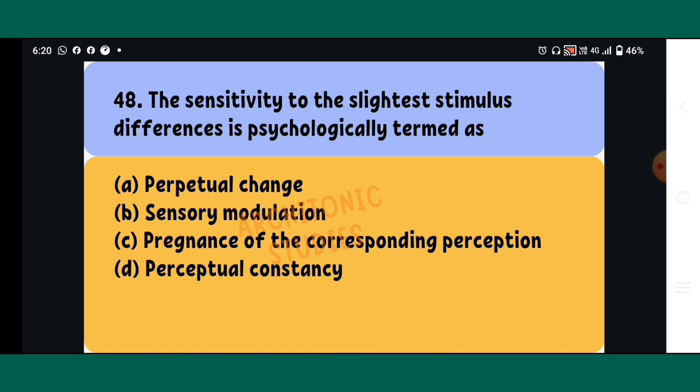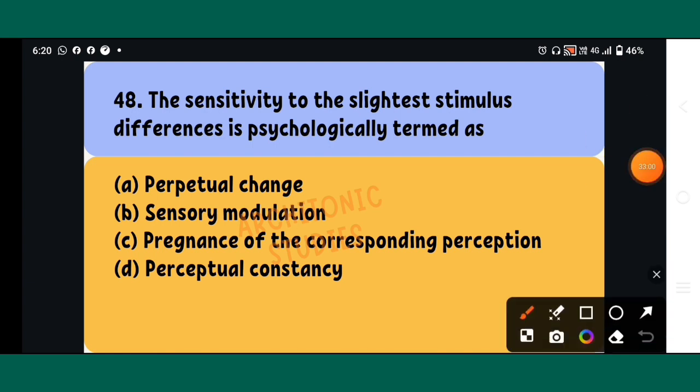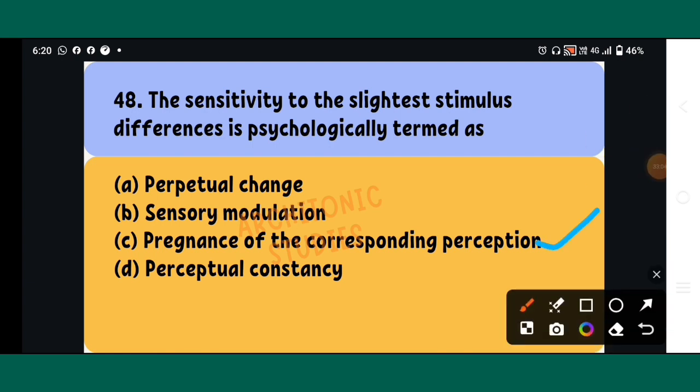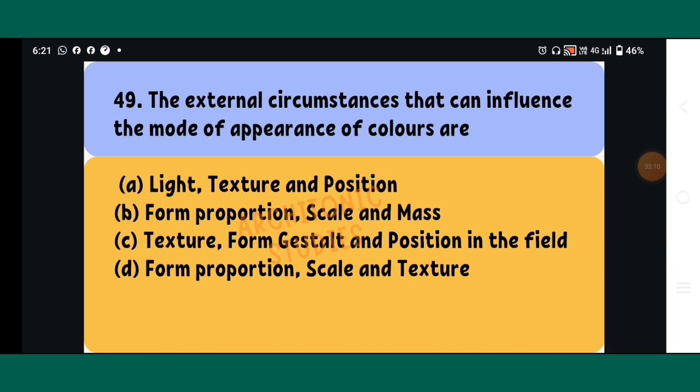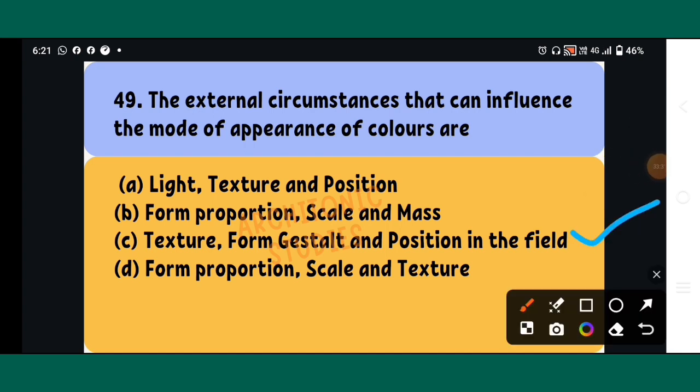Next question. The sensitivity to the slightest stimulus differences is psychologically termed as perceptual change, sensory modulation, pregnance of the corresponding perception, or perceptual consistency. And the answer is C, pregnance of the corresponding perception. Move on to the next question. The external circumstances that can influence the mode of appearance of colors are light, texture, and position; form, proportion, scale, and mass; texture, form, texture, and position in the field; form, proportion, scale, and texture. And the answer is C, texture, form, texture, and position in the field.